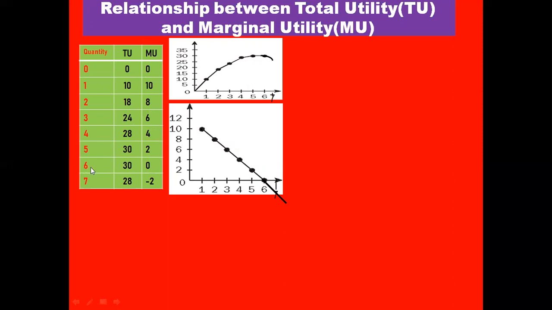Now when quantity is 6, the total utility is 30, it is the same. So the marginal utility is 0 because the consumer has reached maximum satisfaction. That is, the consumer is completely satisfied with the commodity. Now when you give an additional unit of a commodity, the TU is decreasing, that is total utility is decreasing and marginal utility is becoming negative.